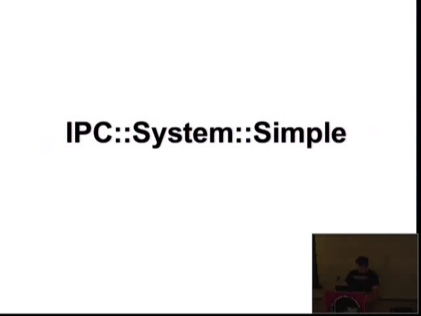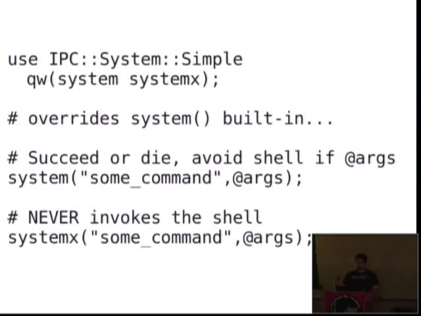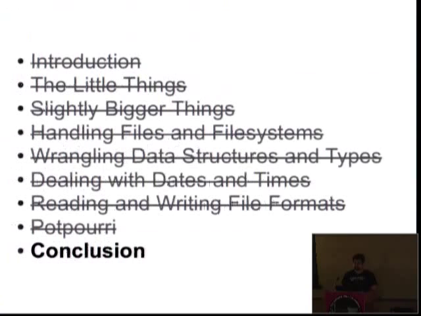So IPC::System::Simple. Use it in tandem with autodie, and it makes using system and output capturing safer because you can choose to not go to the shell by using systemx. And the commands succeed or die. You don't have to check that they returned 0, which is a little unintuitive with the rest of the programming language. There's also capturing. So when you want to use backticks, you can use capture or capturex to avoid going to the shell, which I don't think you can do with backticks.